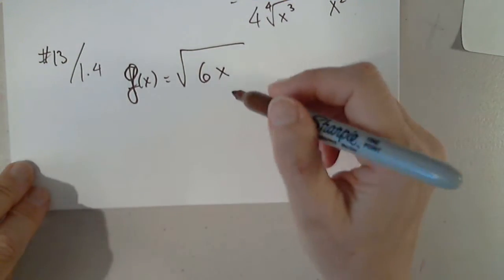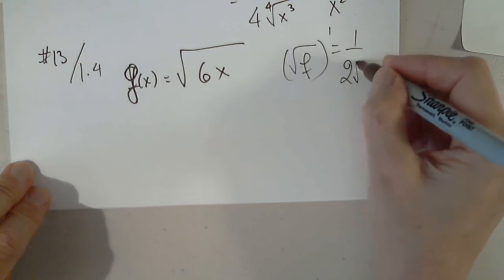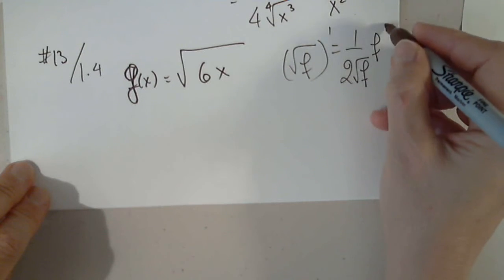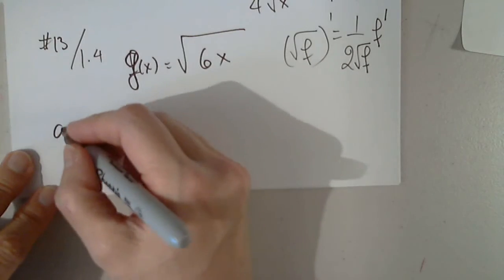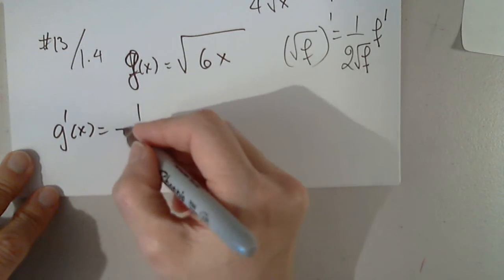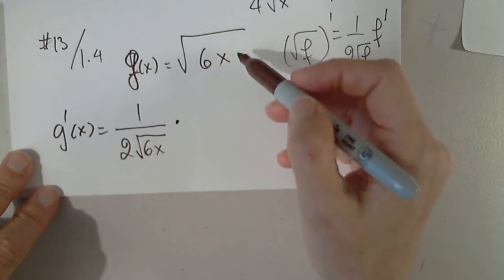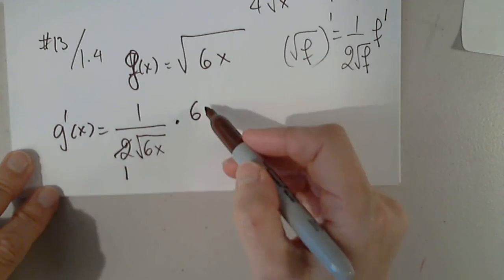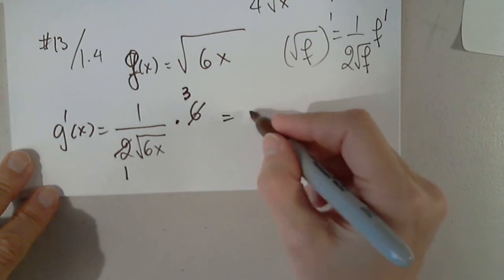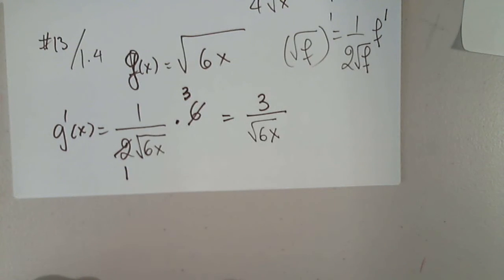Okay, so this is the square root of a function, whose derivative is 1 over 2 the square root of the function times the function prime. So g prime of x would be 1 over 2 the square root of 6x multiplied by the inner function prime, which is 6. And yes, I will simplify by 2. So the final answer is 3 over the square root of 6x.